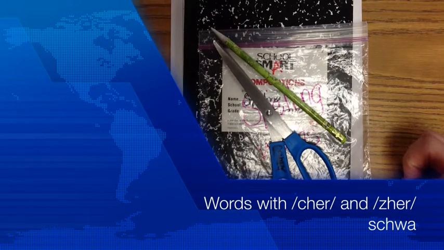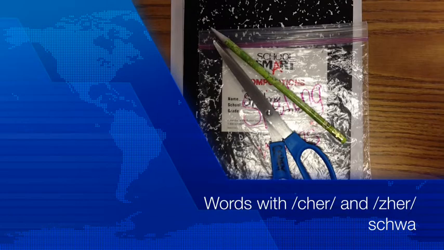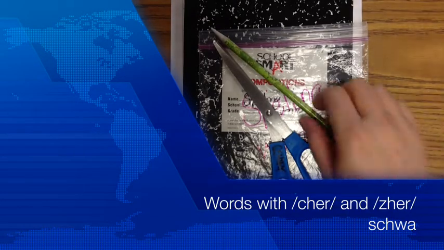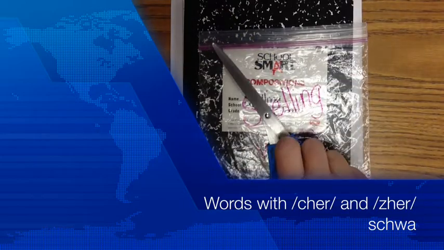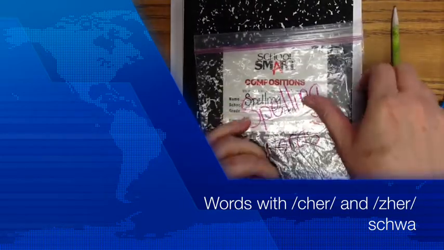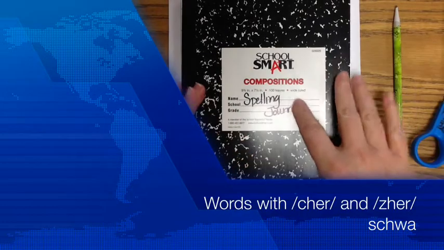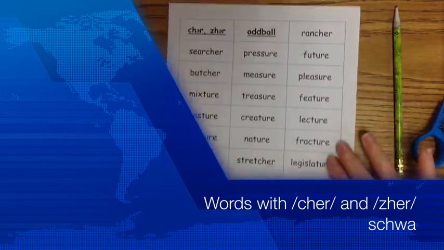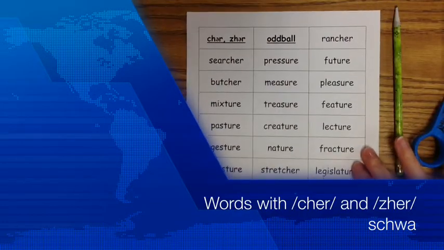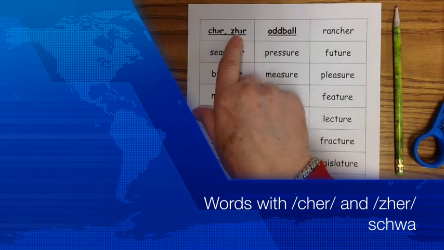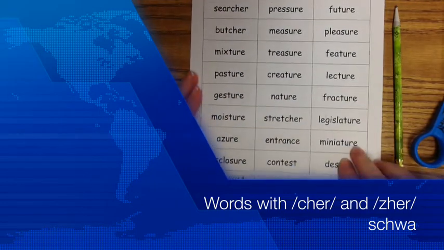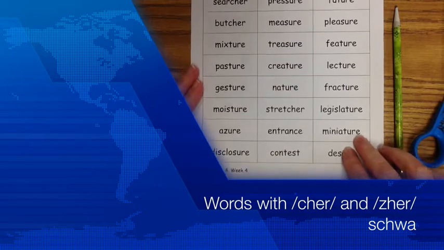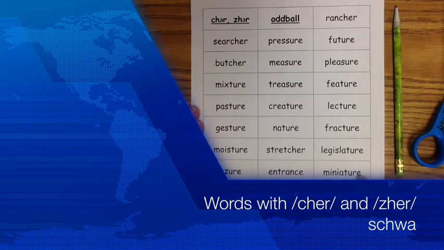We are going to be working today with words that have the cher and zher sound. Let's make sure you have everything you need to get going. You need your pencil, scissors, spelling bag for your spelling words, your spelling journal, and of course your spelling words, cher and zher. You can look at those if you didn't take them home. Plus they're on your iPad.